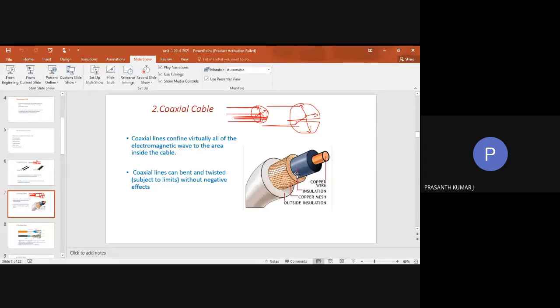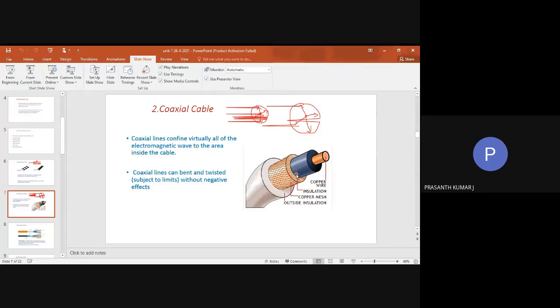Generally, coaxial cables are used at frequencies up to gigahertz. In the laboratory, you are using coaxial cable for connecting the CRO probe. So there, I think you are using 20 megahertz frequency, right? So coaxial cables are used to transmit signals up to 1 gigahertz. So this is the construction of coaxial cable. Generally, they are used for transmissions and mobile communication. All very high frequency applications, we are using coaxial cables.